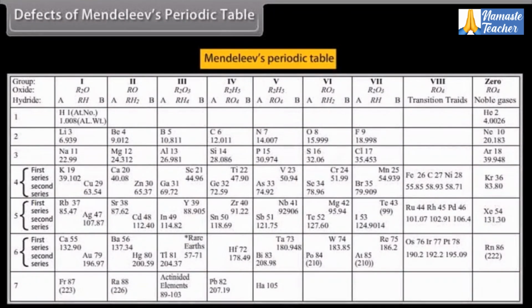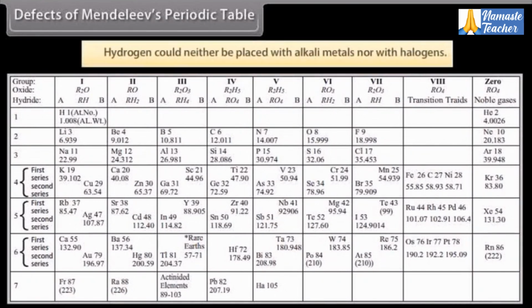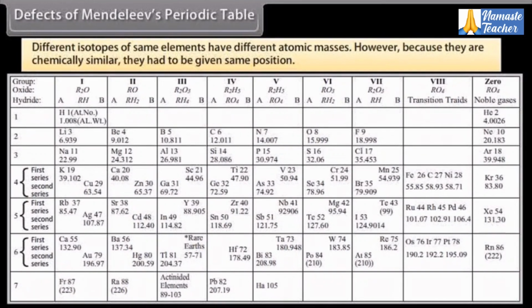Defects of Mendeleev's periodic table. Mendeleev's periodic table had certain defects. They are listed below. Hydrogen could neither be placed with alkali metals nor with halogens, as hydrogen resembles alkali metals as well as halogens. Different isotopes of same elements have different atomic masses.